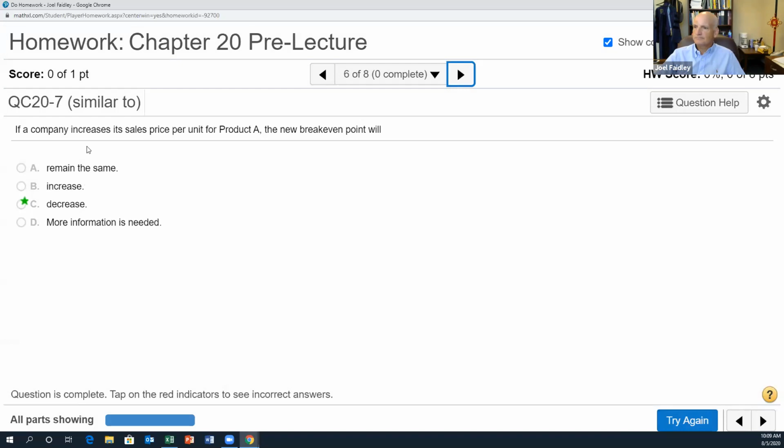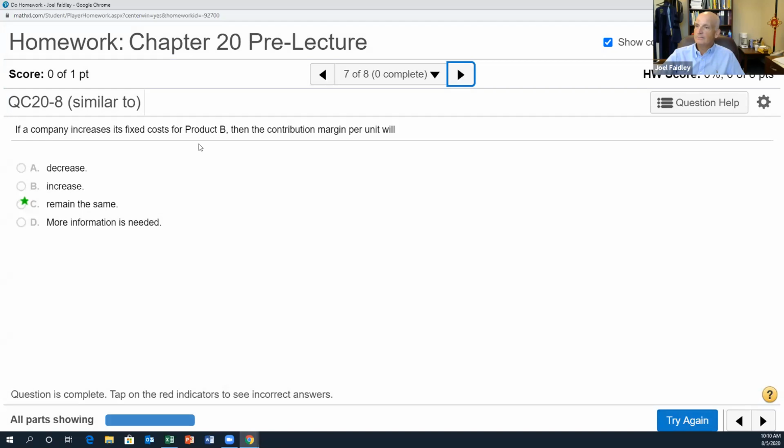Number 6. If a company increases its sales price per unit, the new break-even point will what? Decrease, right? If your sales price goes up and your variable costs stay the same, then your contribution margin per unit goes up, doesn't it? And so if that goes up, you're going to have a lower break-even point.